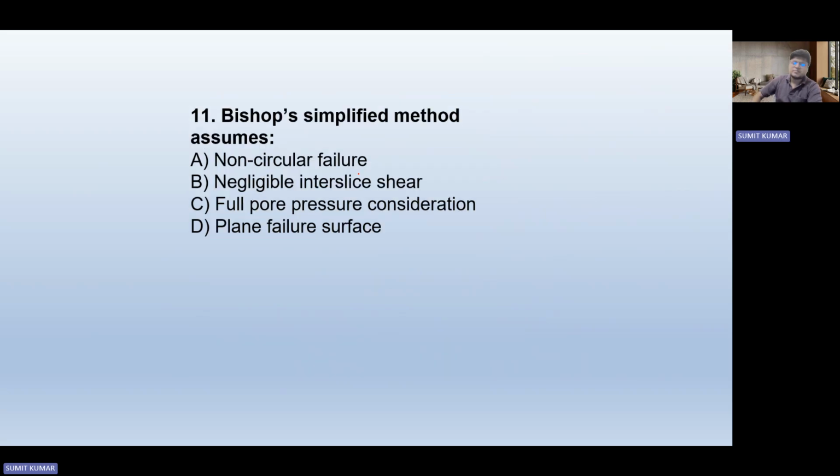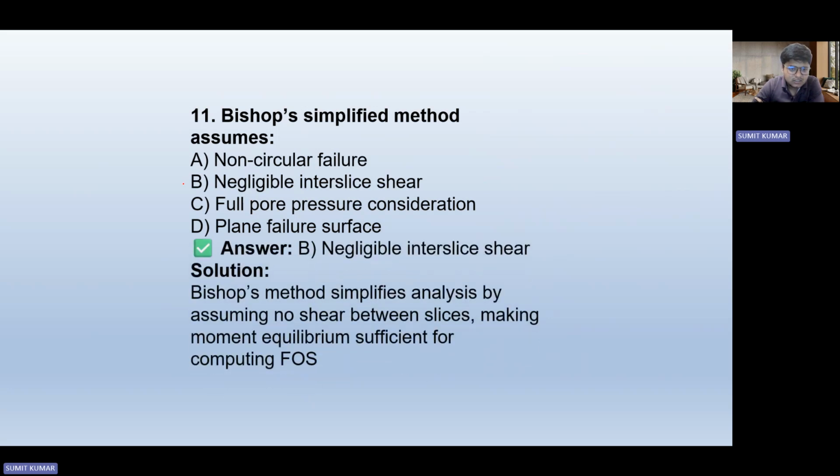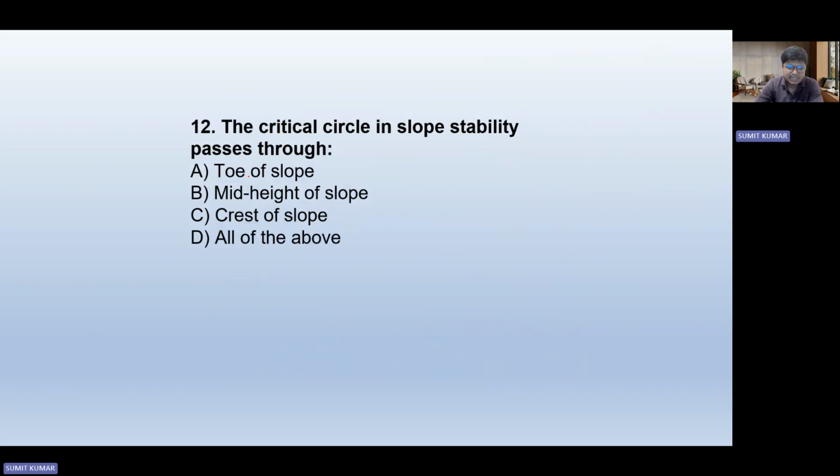Next, the Bishop simplified method assumes: non-linear failure, non-circular failure, negligible interslice shear, full pore pressure condition, or the plane failure condition. So this considers the negligible interslice shear. Option B is the correct answer.